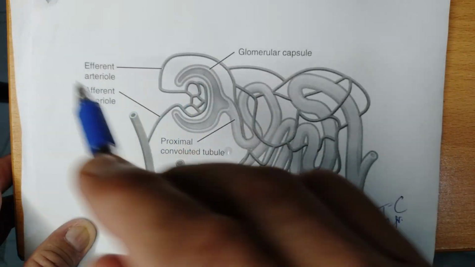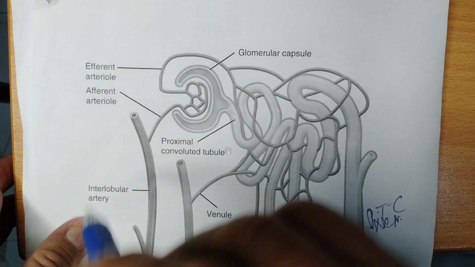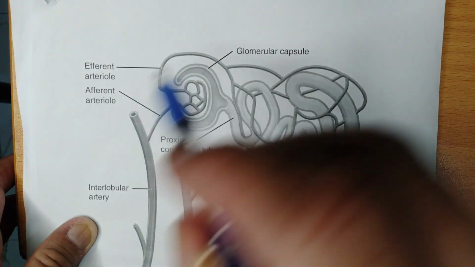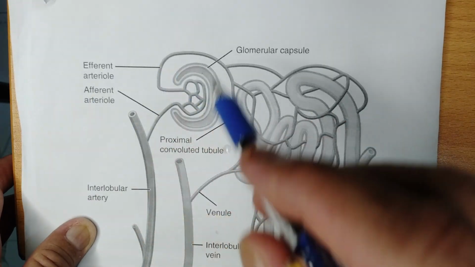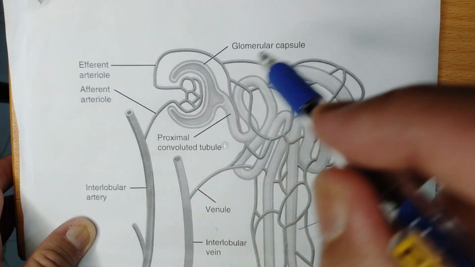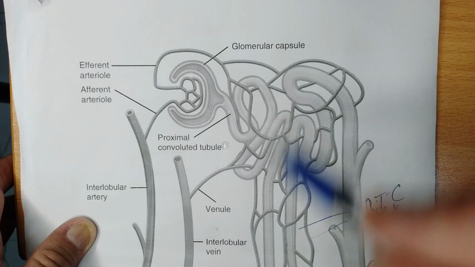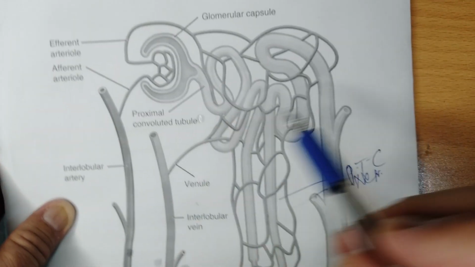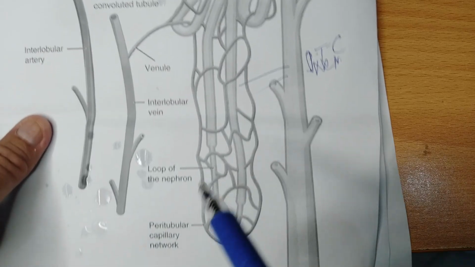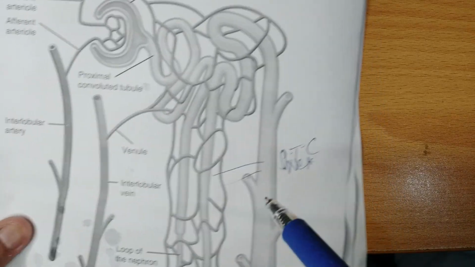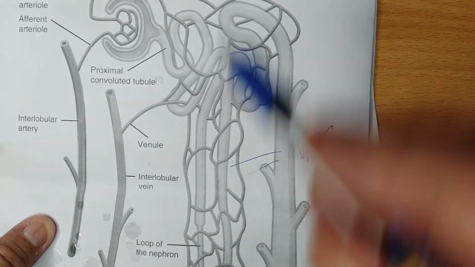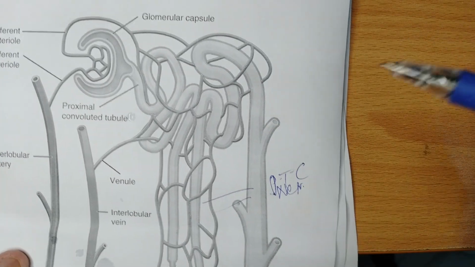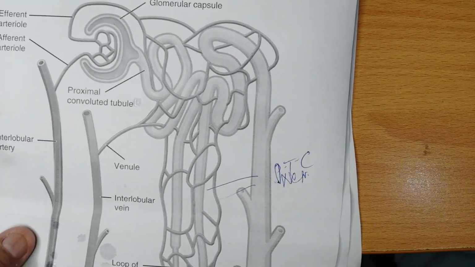Afferent and efferent arterioles: the afferent arteriole enters the glomerulus. Blood is filtered and the fluid is poured into the proximal convoluted tubule, loop of Henle, distal convoluted tubule, and collecting ducts. And this peritubular capillary network continues around the tubule of the kidney to facilitate reabsorption and secretion of the materials.